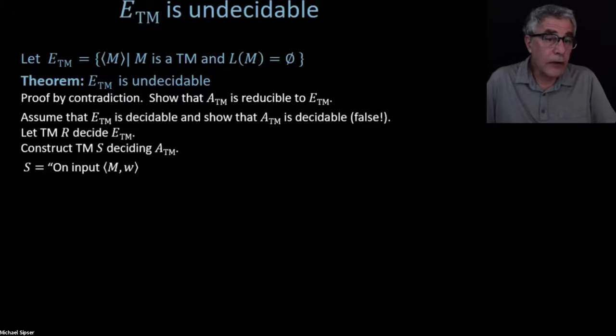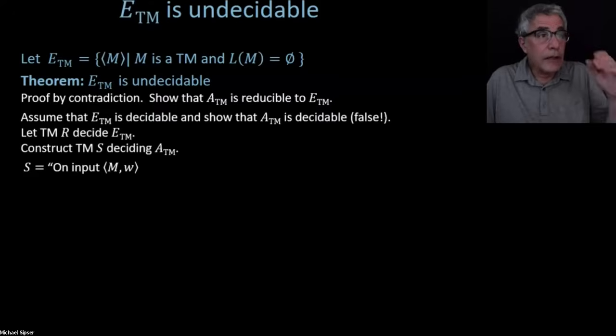The only problem is R may also say M's language is not empty. And then what do we know? Well, not much that's useful for testing whether M accepts W. We just know M accepts something, but that something may or may not be W. So what do we do?